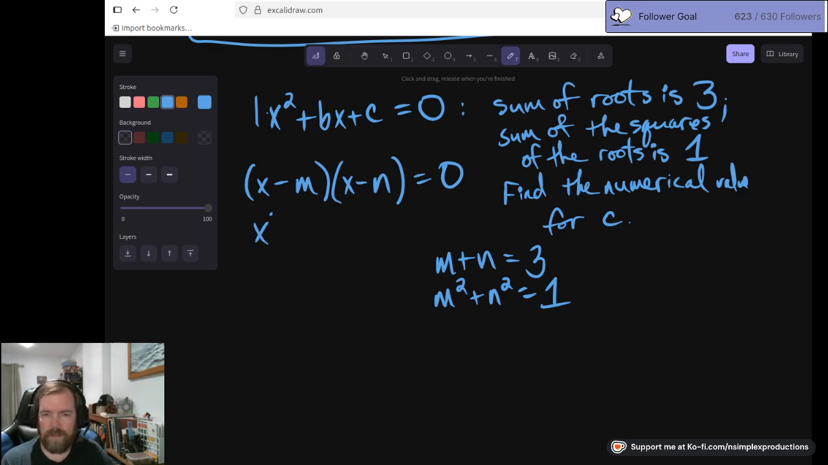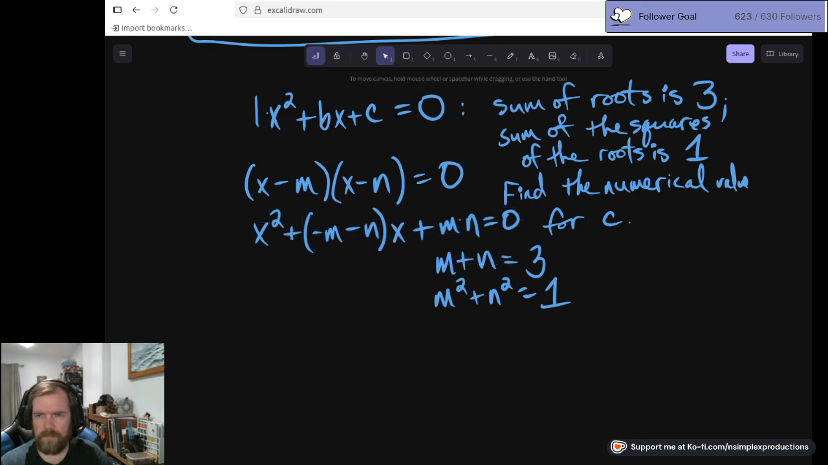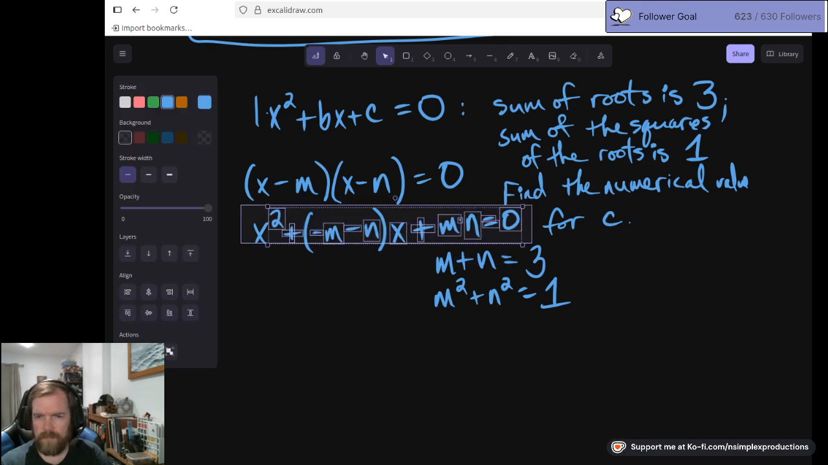In addition, when we multiply this out, we get x squared plus, parentheses, negative m minus n times x plus, negative m times negative n is just mn, equal to 0. That's not what I want. There we go. Let's just change those here.